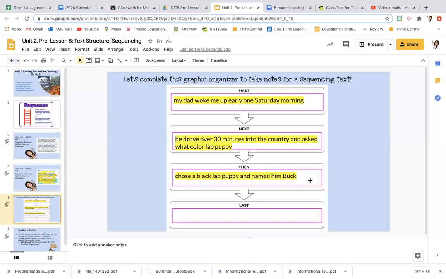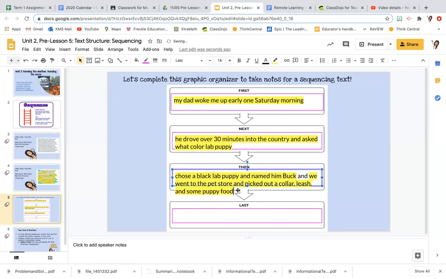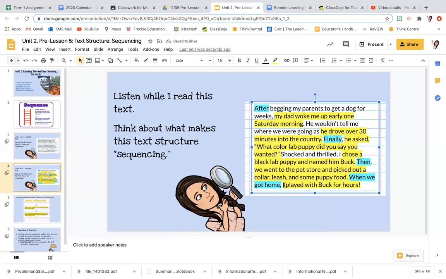Yes, I wish I had 5 boxes. So what I'll do is I'll just stick that in here. And then in that last box, we'll say the last thing that they did was played with Buck for hours, was the last thing.